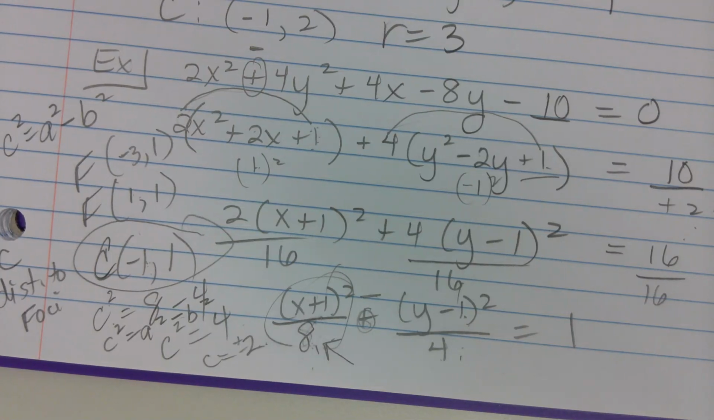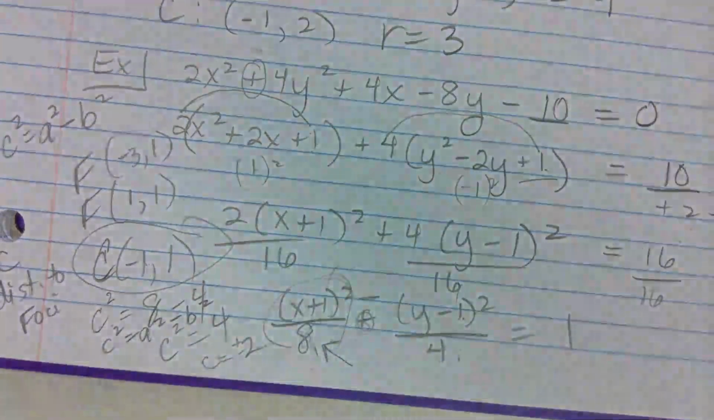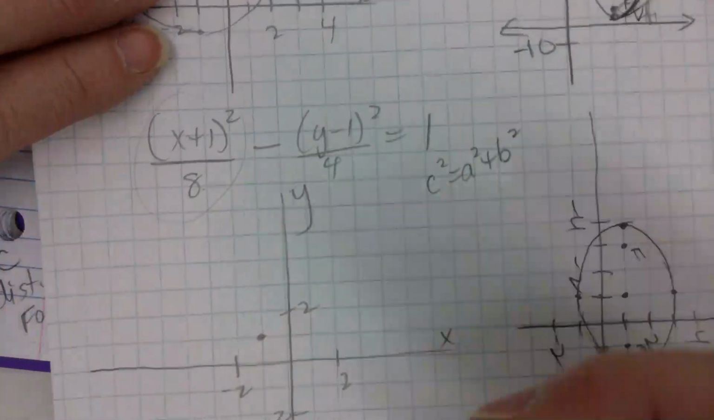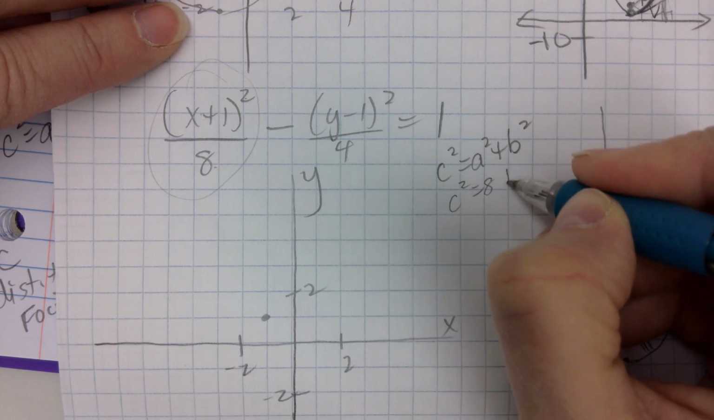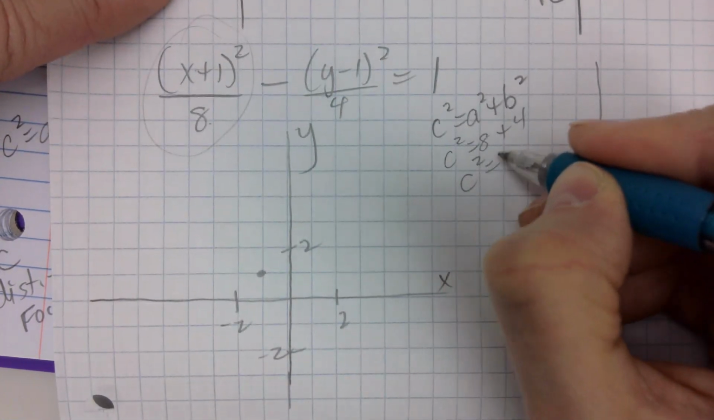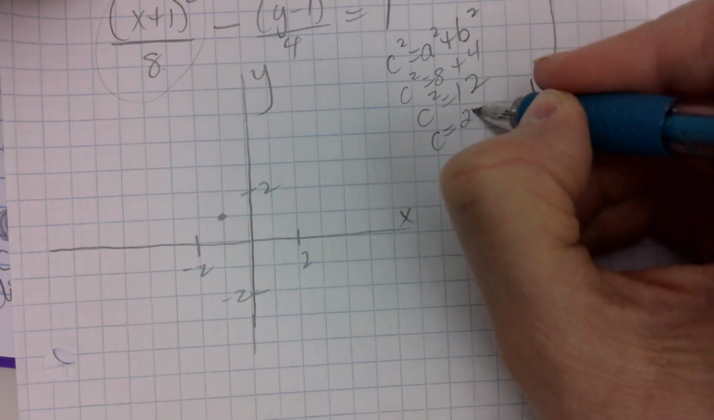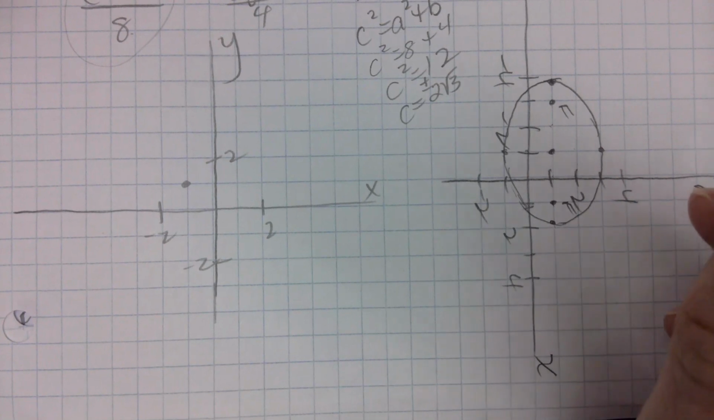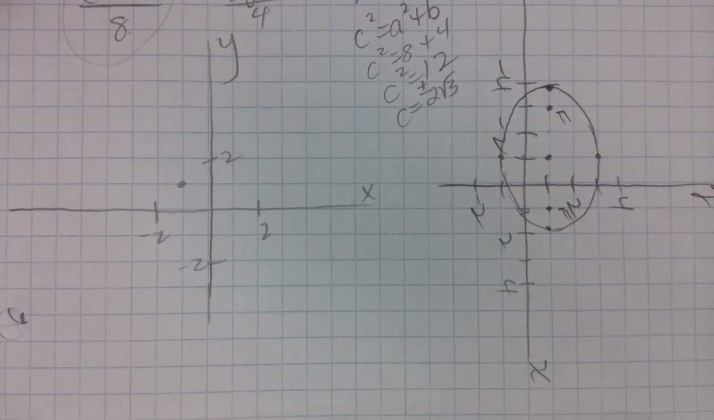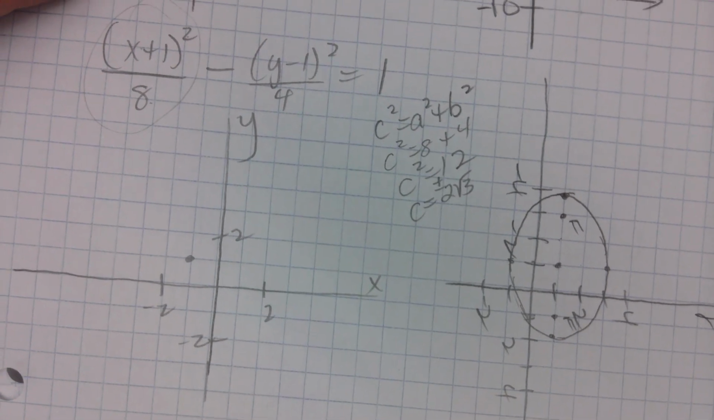So has anybody figured out our c squared if we changed it to the minus right here? Well, c squared equals 12. C squared equals 8 plus 4. C squared equals 12. C would be, what is that, 2 root 3 plus or minus? But that's still like a number 3.5-ish, right? Sure.